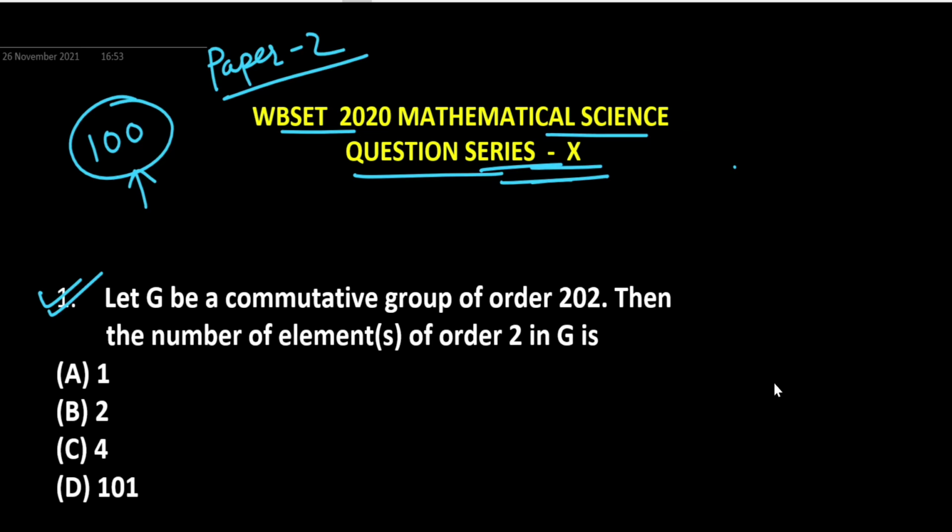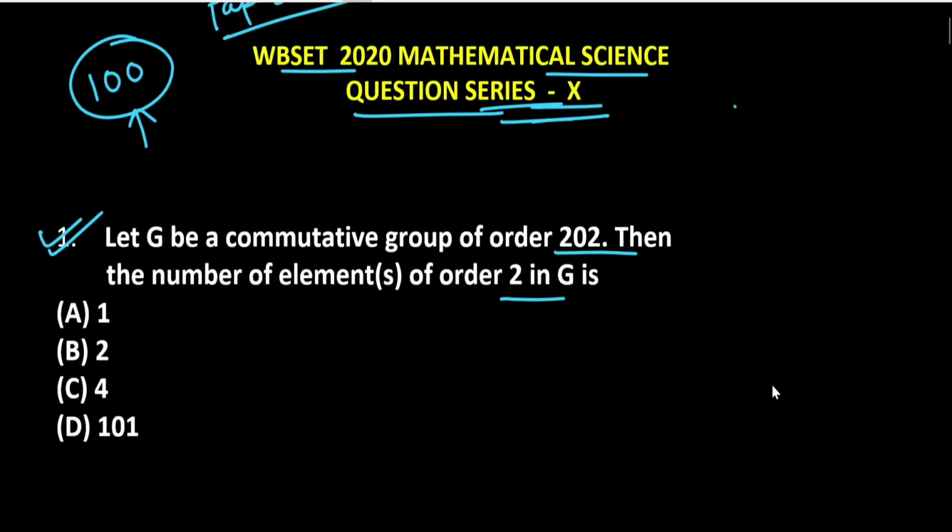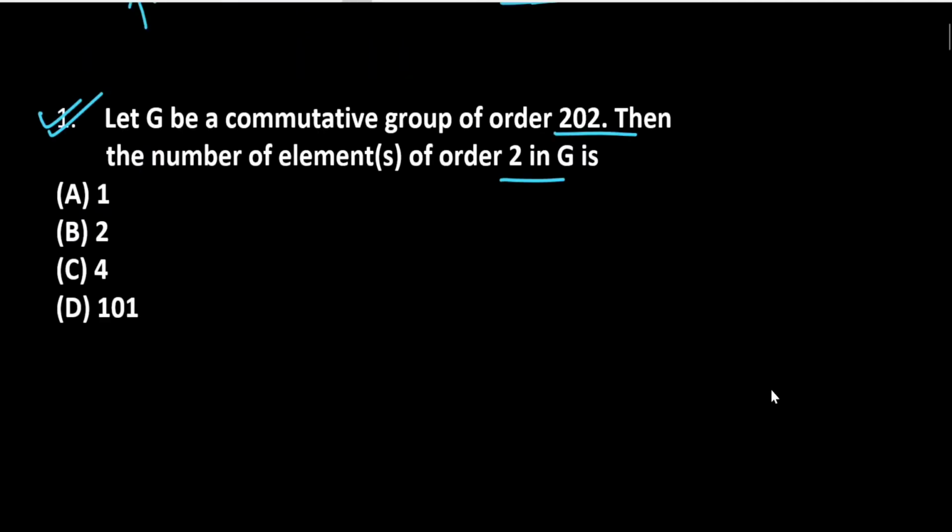Let G be a commutative group of order 202, then the number of elements of order 2 in G is. Now we have a concept.